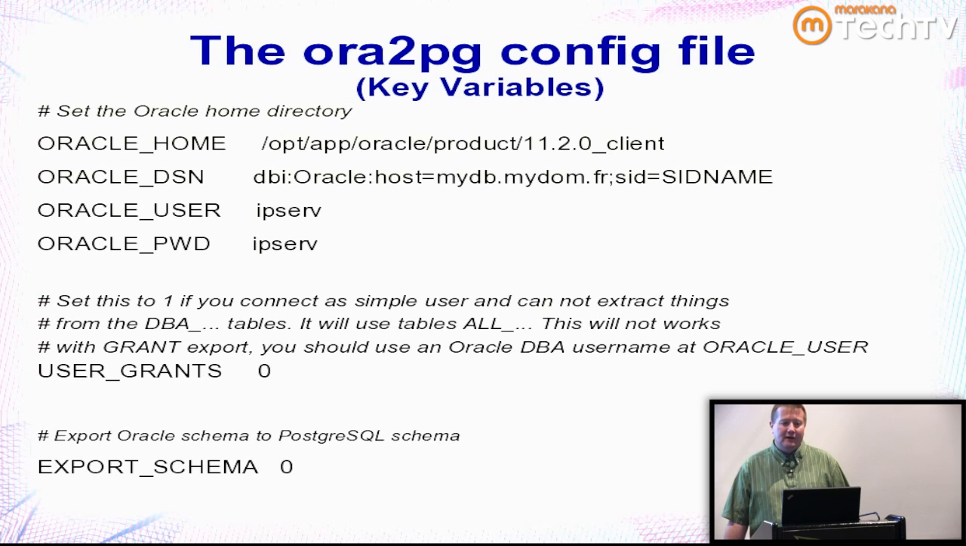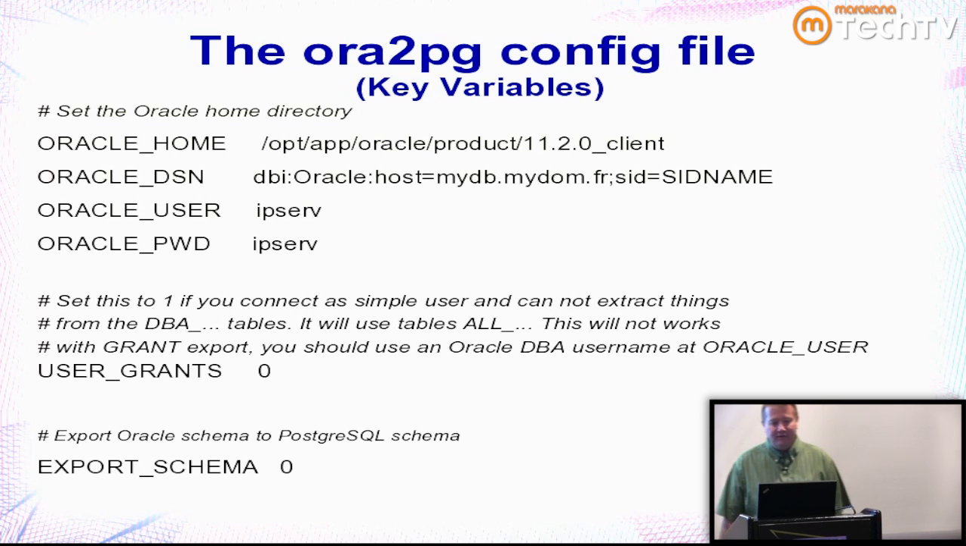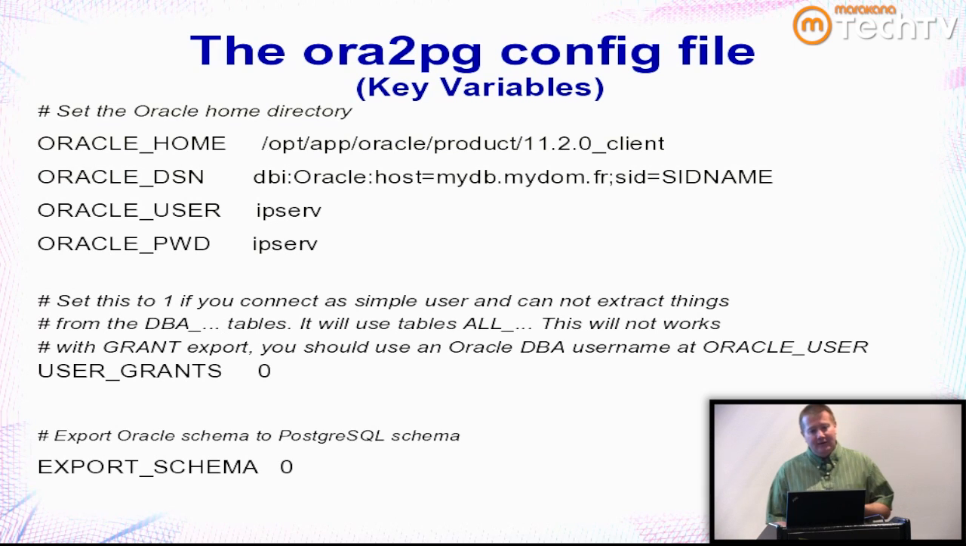So the config file itself is significant in size. We'll go through some of the key variables, but I haven't covered all of them. So one of the most obvious sections is the Oracle variables. We need Oracle home, we need the Oracle DSN, the username, and the password.